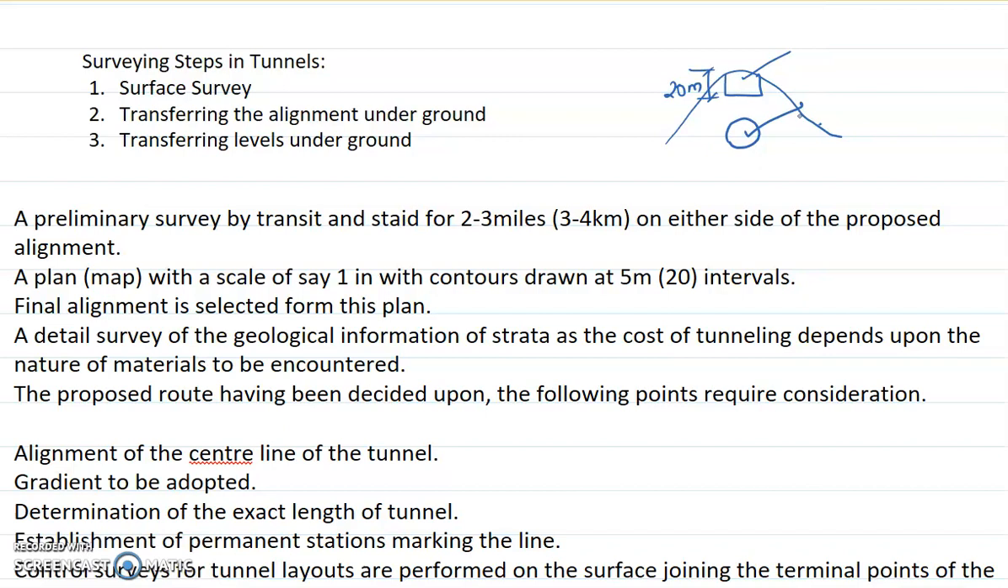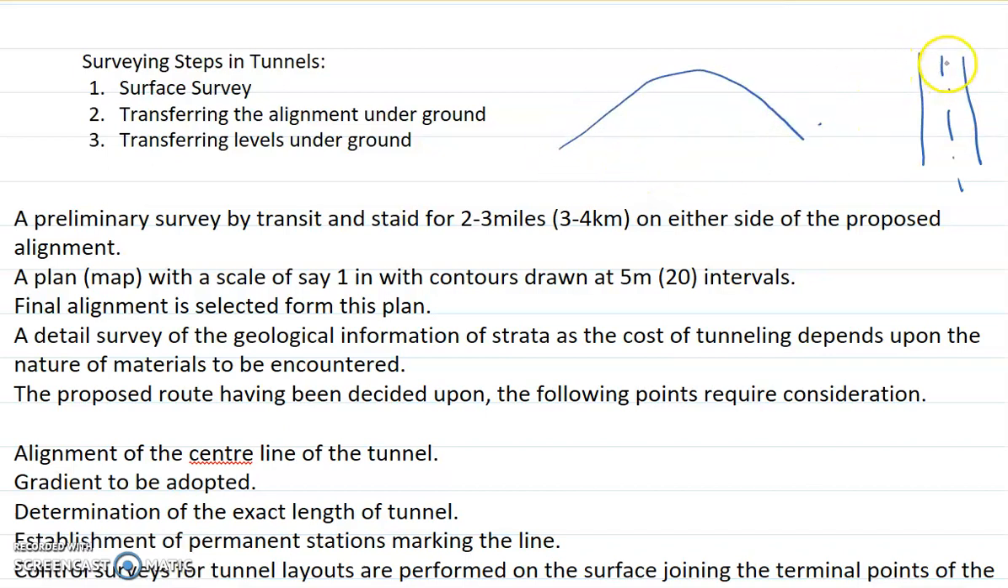Now, in setting out of tunnels, there are particularly 3 steps. First is surface survey, next is transferring the alignment underground, and then transferring the levels underground. Now, what do we mean by that? See, in plan, my road may look like this, like a normal road, with this as a center line. Now, my hill is like this.